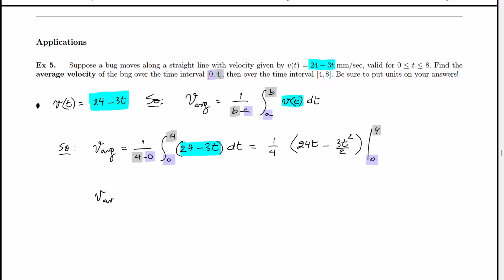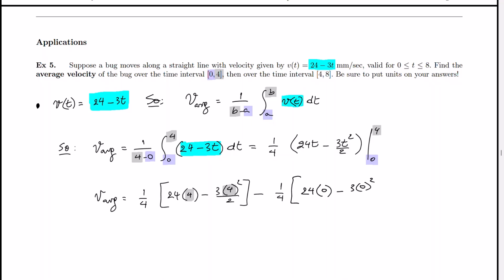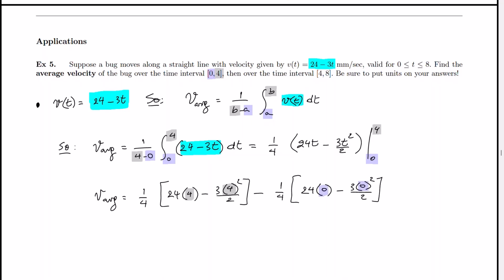So what's the average velocity of this bug? Well, it's 1/4, and 24 times 4 first, minus 3 times 4 squared over 2. This is what I get from plugging in the 4 as the upper bound. And I need to subtract from that, again, 1/4 multiplied by 24 times 0 minus 3 times 0 squared, all divided by 2. So this is the value that I get from the lower bound.